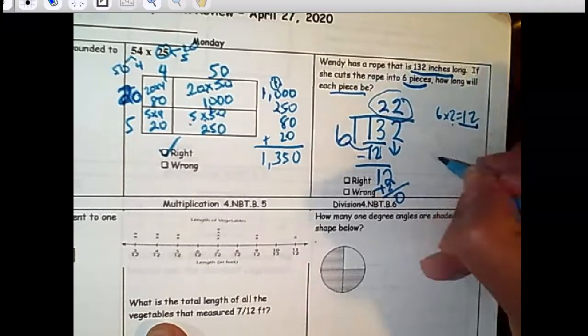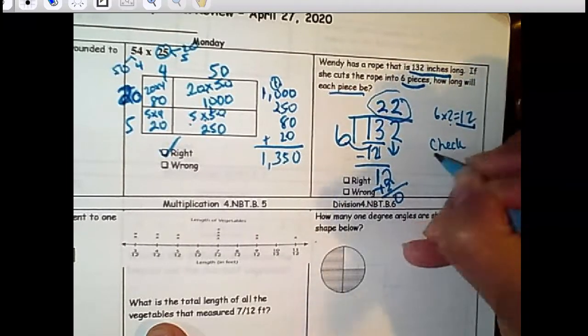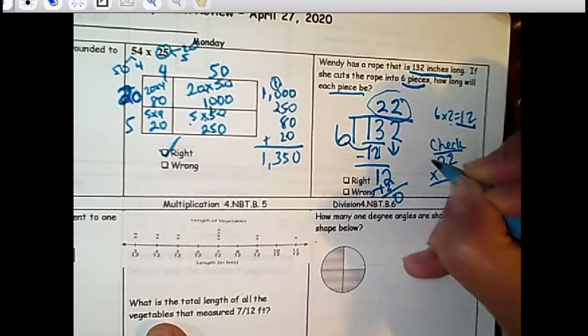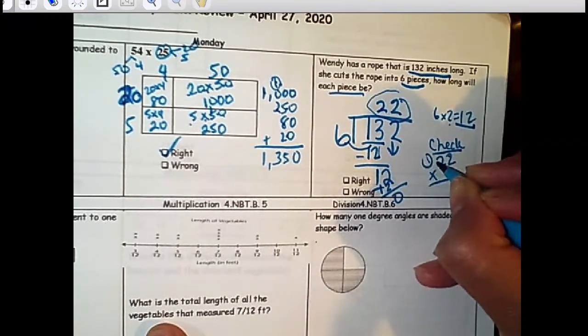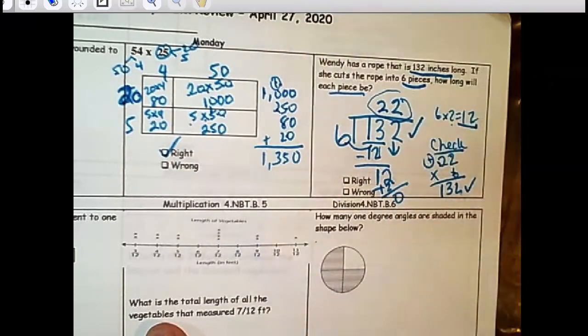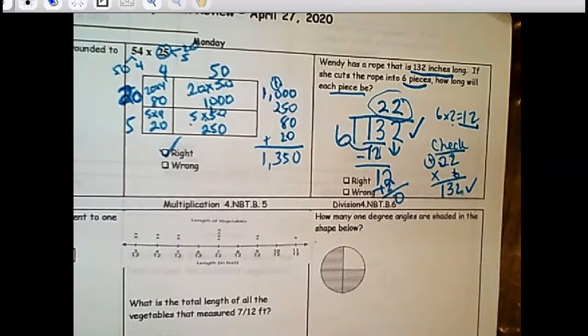And now we know we can do the inverse operation to do a check. So we're going to take 22 times 6. 6 times 2, 12. Regroup that. 6 times 2 is 12 plus 1, 13. And that matches our initial answer, so we are correct.